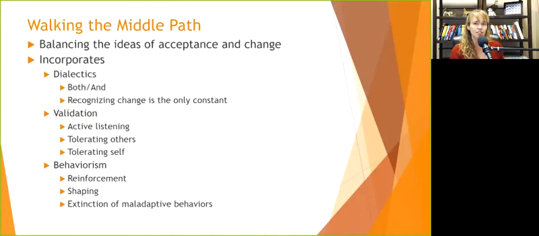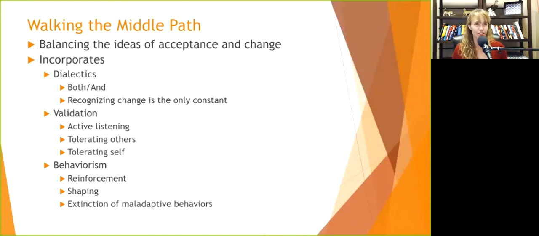And then walking the middle path also incorporates behaviorism, reinforcement of times when the person starts to look at that gray area, starts to combine both ends of the spectrum. We want to say, yeah, exactly. This is how these two things can technically co-occur. Shaping. We want to encourage people to start looking at the dialectics. We want to help people start looking at combining what their rational mind tells them with what their emotional mind tells them.